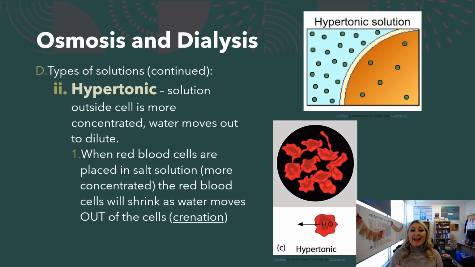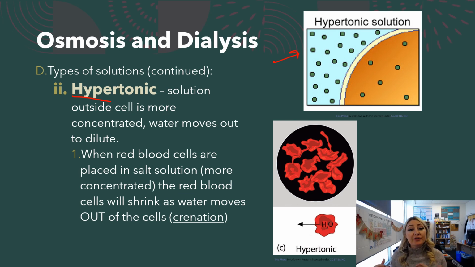When we talk about hyper, over, or hypo, under, solution, we're talking about the solution outside of the cell. So think about what does outside of the cell look like. So hyper means over. Think about your kids that are hyperactive, they're overactive. The solution outside of the cell is more concentrated. So looking at our image here, we have way more solute particles outside of the cell.